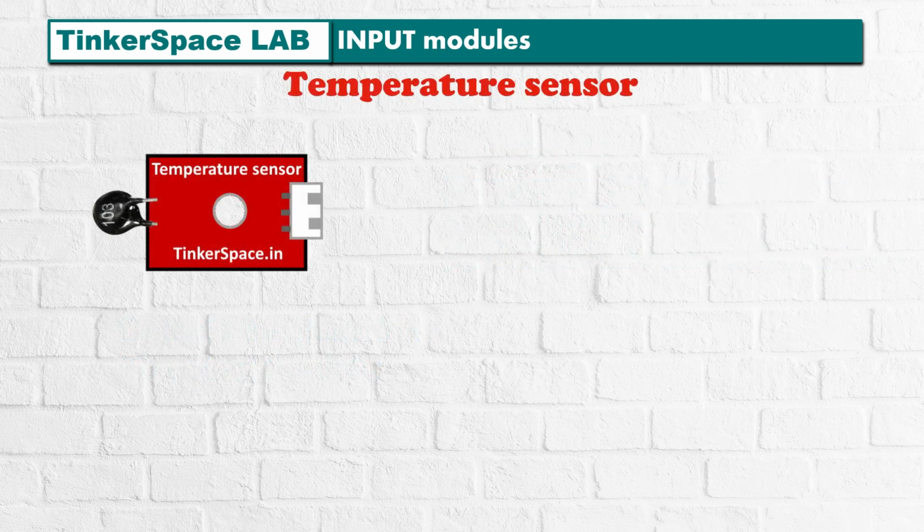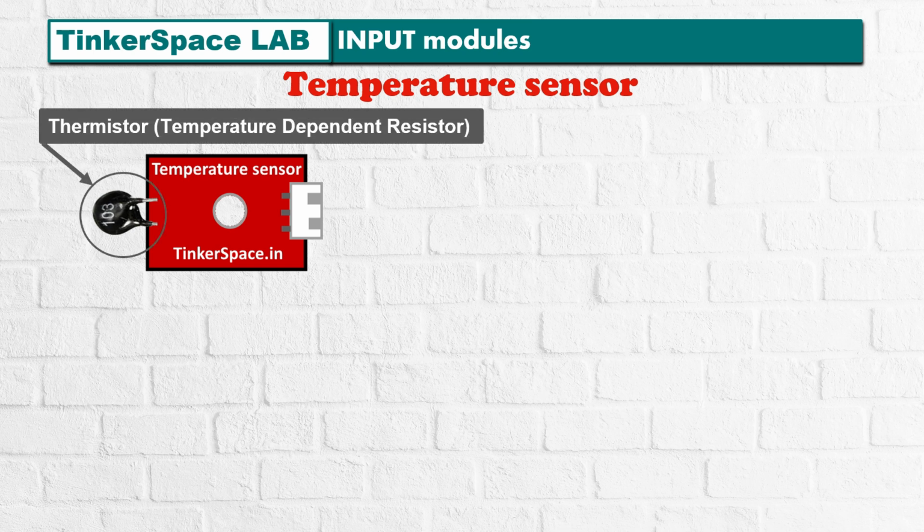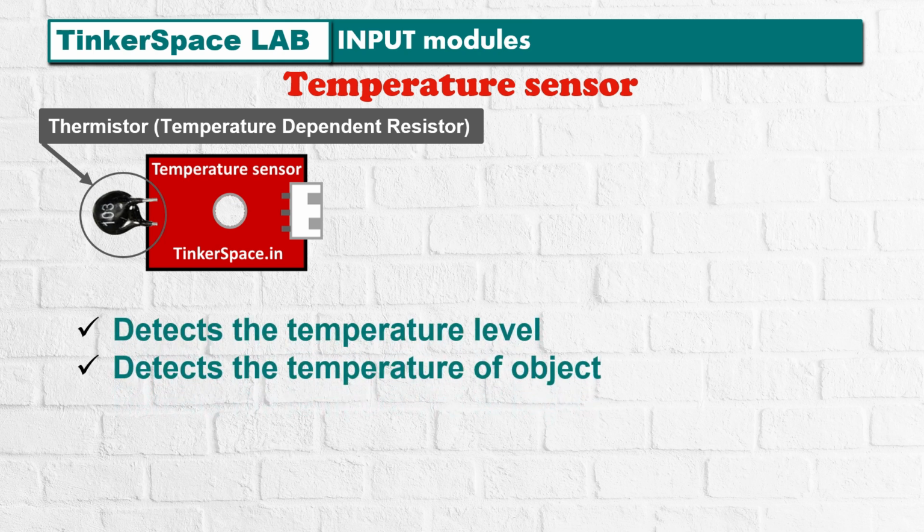Temperature sensor. This sensor measures temperature. It works like our skin, which senses heat or coldness. The key part of this sensor is the thermistor, which is a resistor that changes its resistance with temperature. As the temperature rises, the resistance decreases, and as it falls, the resistance increases. This helps measure temperature accurately.